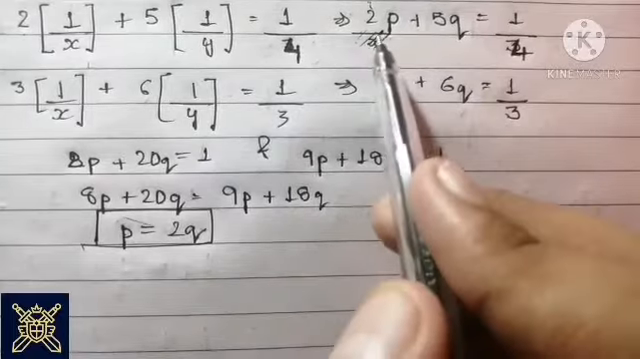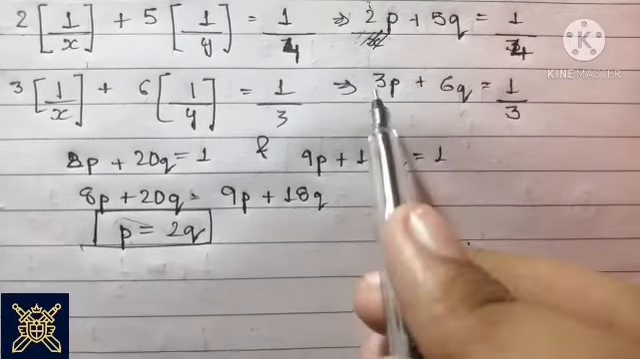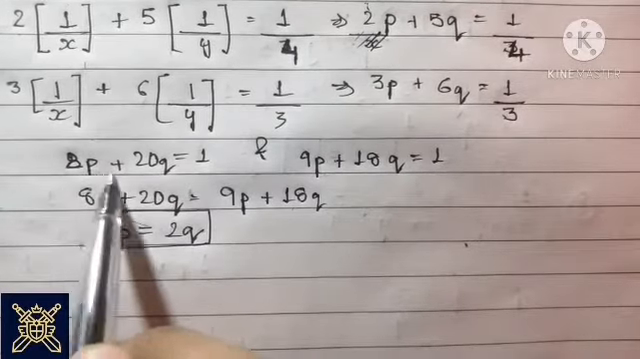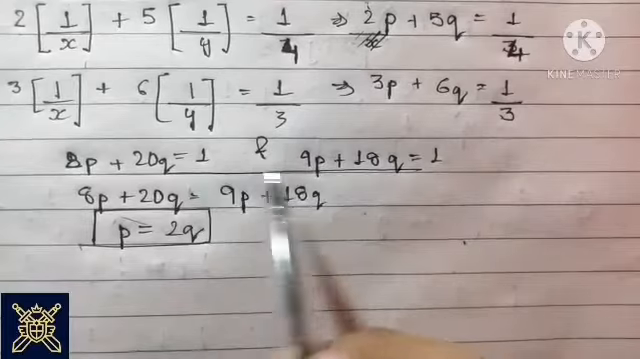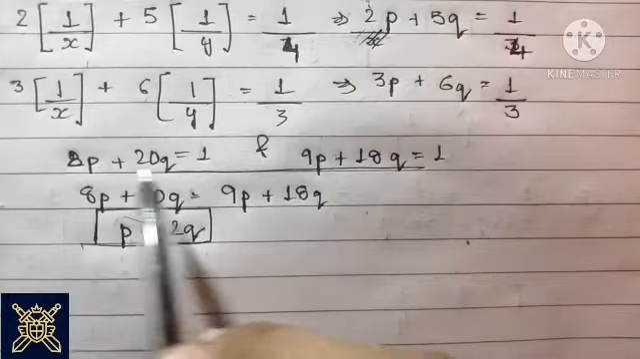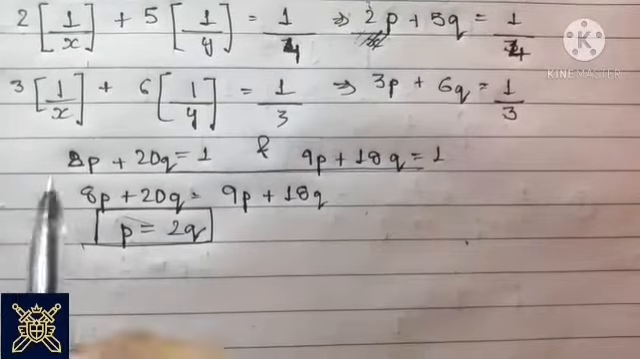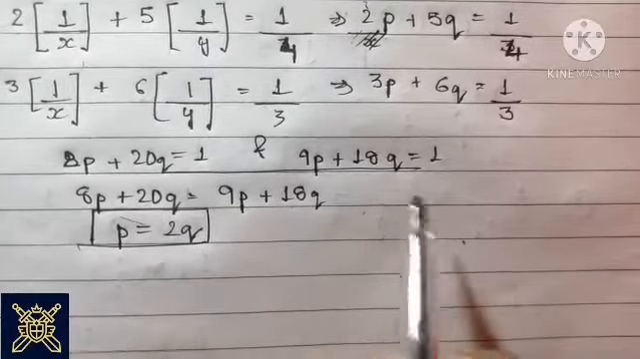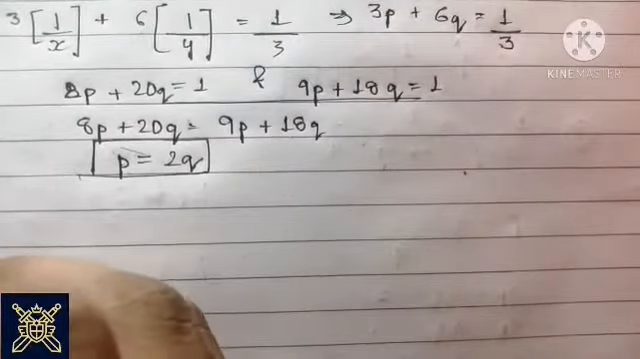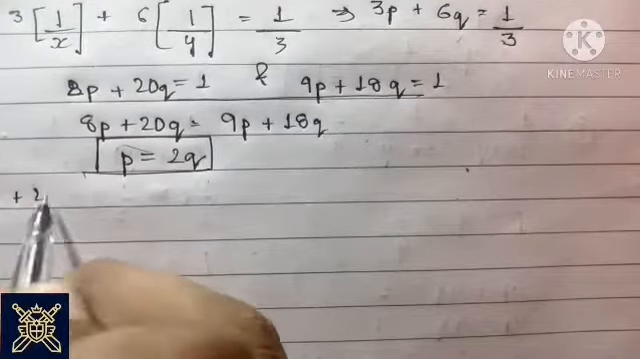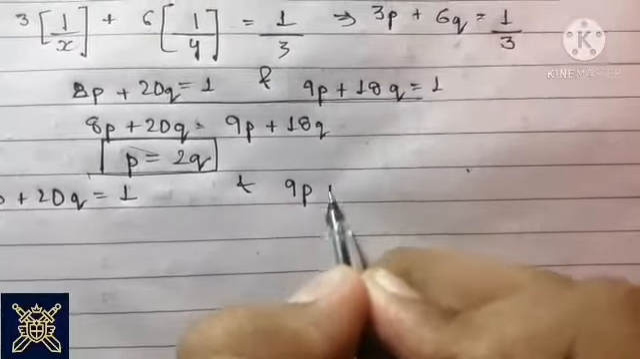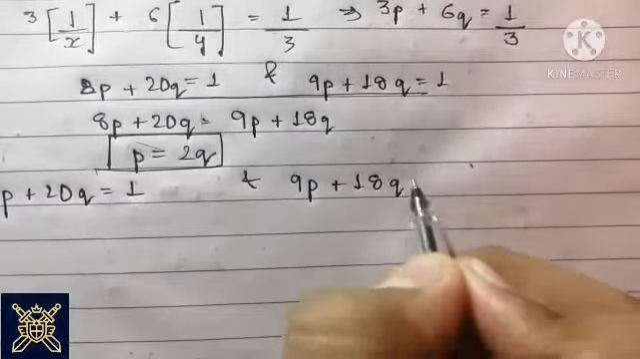So here where we had left 2p plus 5q is equal to 1 and 3p plus 6q is equal to 1 upon 3, and here where we have 8p plus 20q is equal to 1 and 9p plus 18q is equal to 1, our aim is to eliminate these variables. That is, we have to remove one of the variables p or q so that we find the value of the other variable. So here, I will copy the equations, 8p plus 20q is equal to 1 and 9p plus 18q is equal to 1.